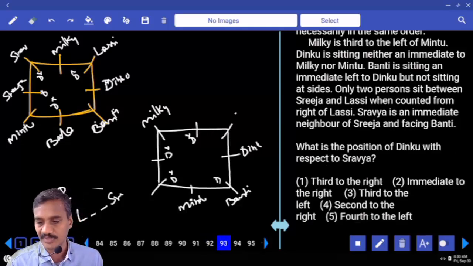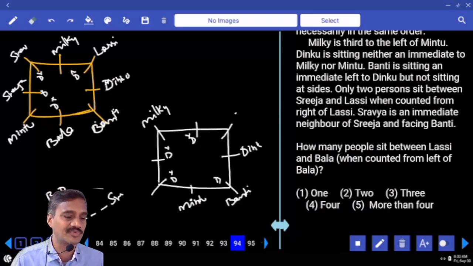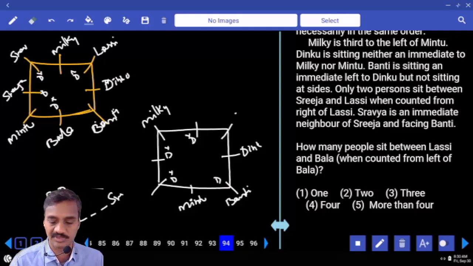And 93, what is the position of Dinku with respect to Sravya? 1, 2, 3, third to the left or fifth to the right? Now third to the left, and it is given in choice 3, question 93. And how many people sit between Lassi and Bala, when counted from the left of Bala? Left of Bala, Lassi and Bala, how many people? There are exactly 4 people. 4, that is choice 4, question number 94.